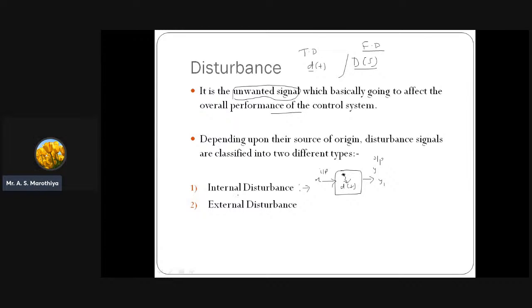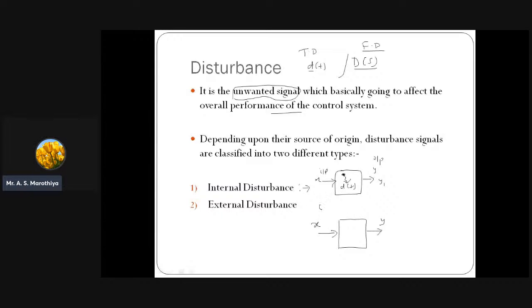So this is nothing but internal disturbances, because the source of these type of signals are available inside the system itself. But in case of external disturbance signal, the source is available outside the system. For example, if you have a system and to this system you apply some input in the form of excitation, say X, and corresponding to that, this system has to generate output, say Y.